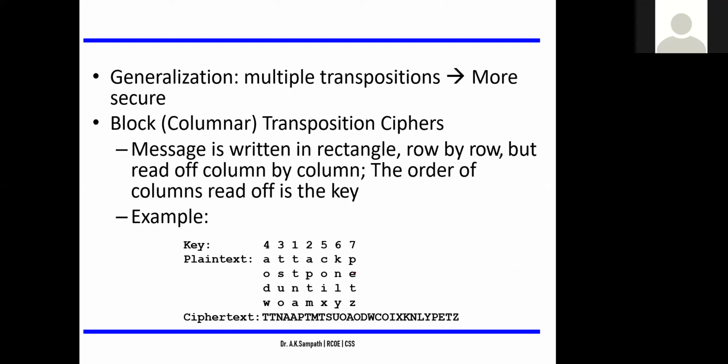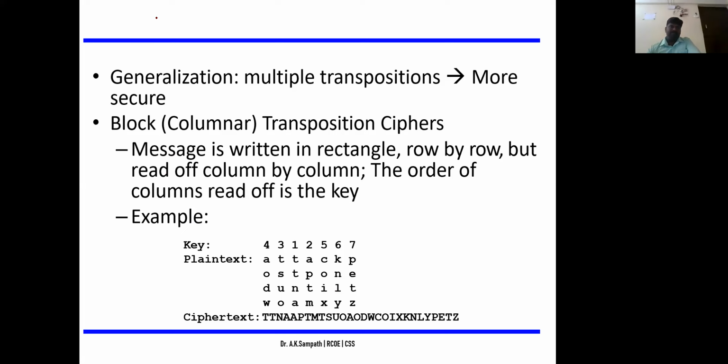The second technique is the row and column transposition technique, the columnar transposition technique. Whatever value we want to encrypt and transfer, I am going to convert into columnar, matrix values by following a specific order. For example, the information is: attack postponed until tomorrow.